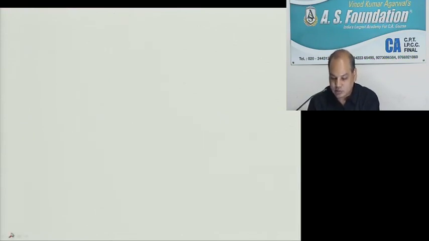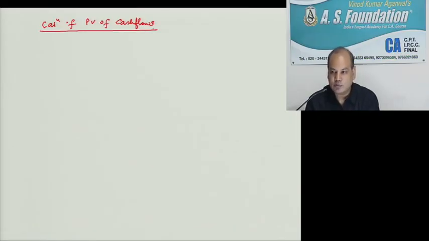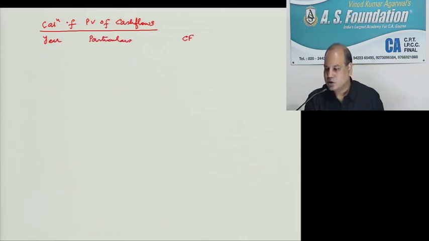Now below that, continue, calculation of present value of cash flows. Under that you write year, particulars, cash flows, discounting factor at the rate of how much? We have written in working note 1, 12%. Discounted cash flow or present value.